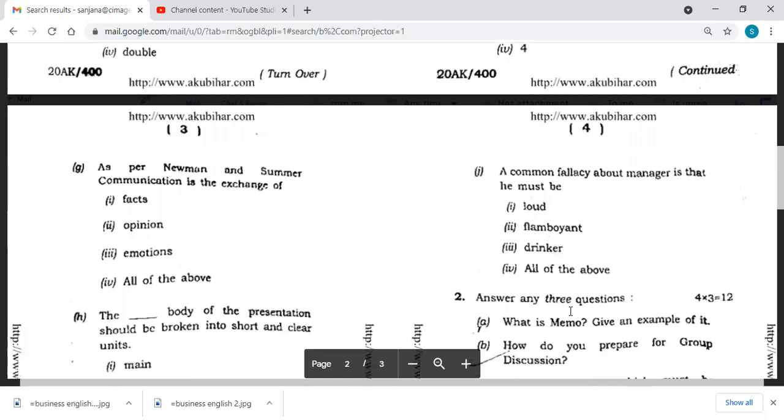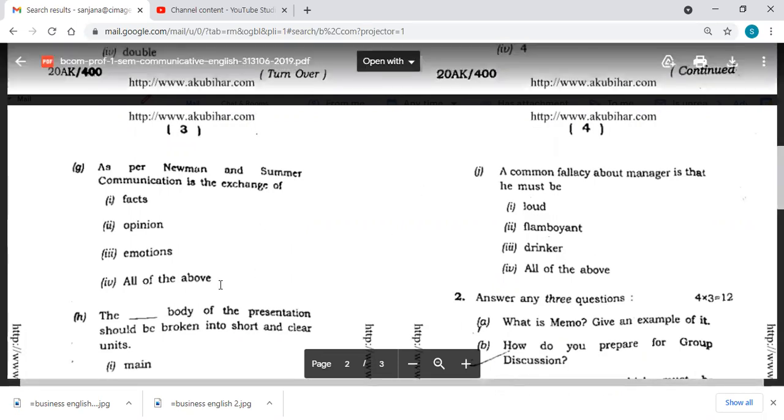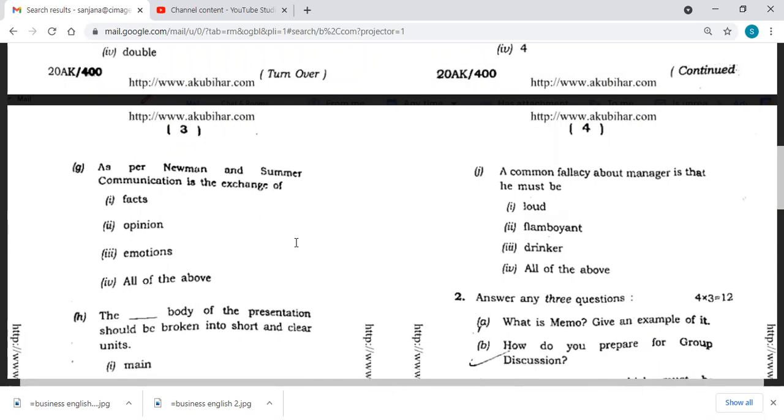As per Newman and Summer, communication is the exchange of facts, opinion, emotions, all the above. Now, this may not be in the syllabus, but why should you not know the definition by various thinkers and writers? A lot of writers have given very beautiful definitions of communication. So Newman and Summer is one of them.